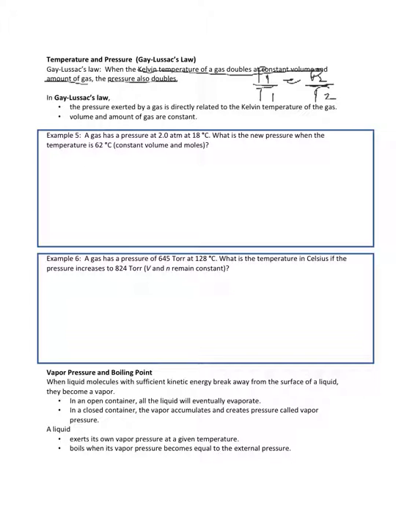Example 5 in your notes says a gas has a pressure of 2 atmospheres at 18 degrees Celsius. What is the new pressure when the temperature is 62 degrees Celsius with constant volume and moles? So what are we given? We have 2 atmospheres. That's a pressure. And we have 18 degrees Celsius. Of course, we're going to convert that to Kelvin. So 18 plus 273 tells us that we have 291.